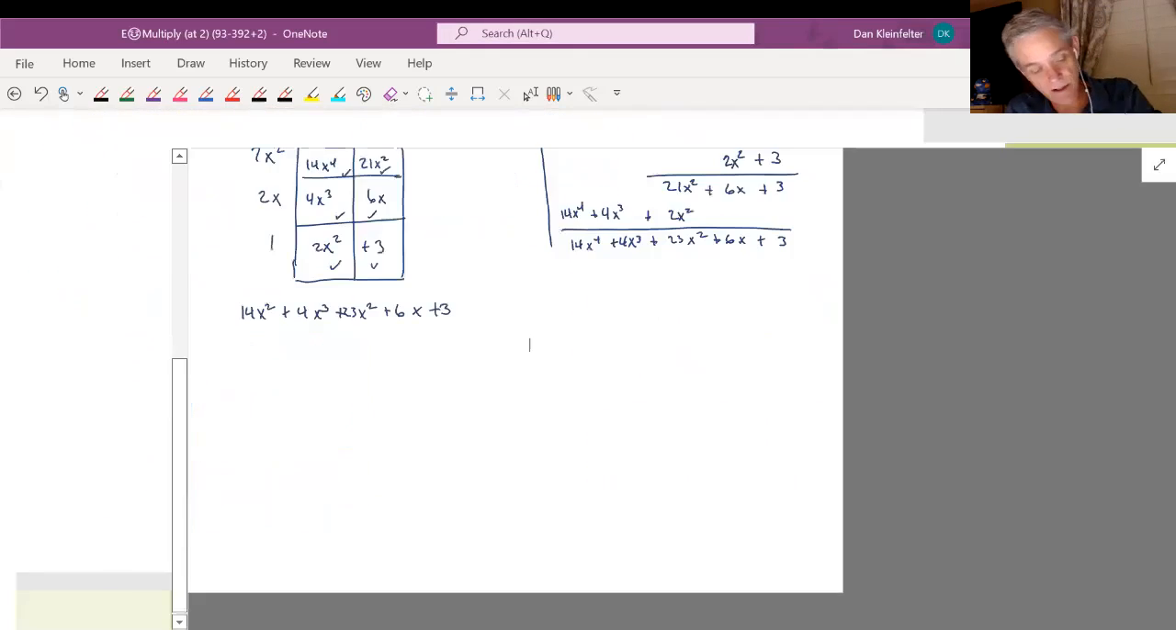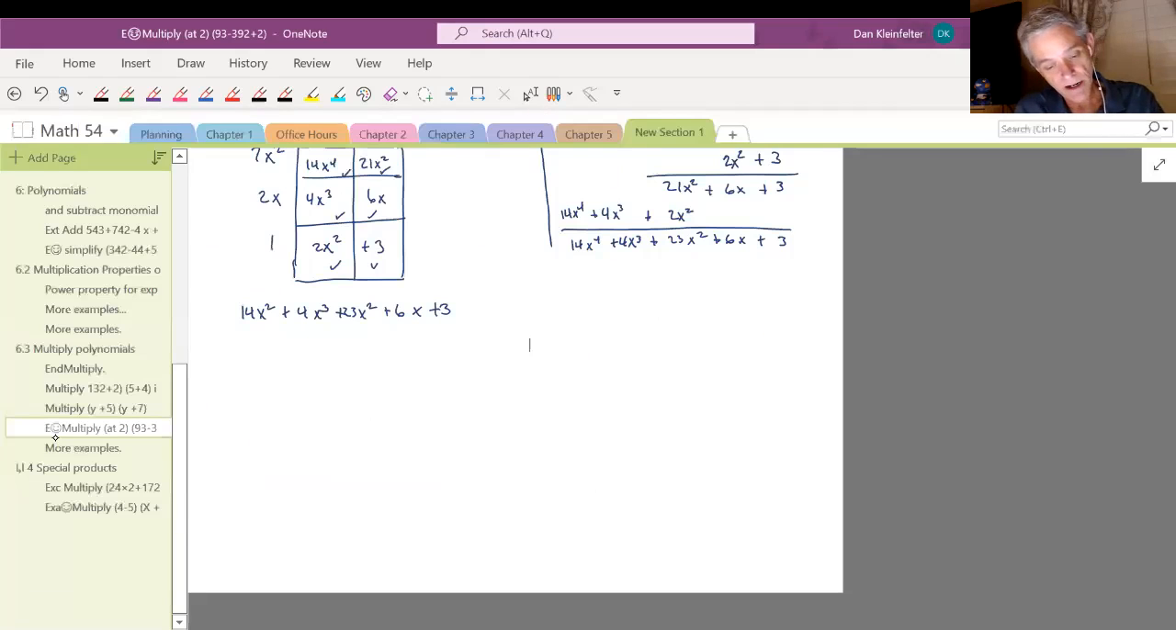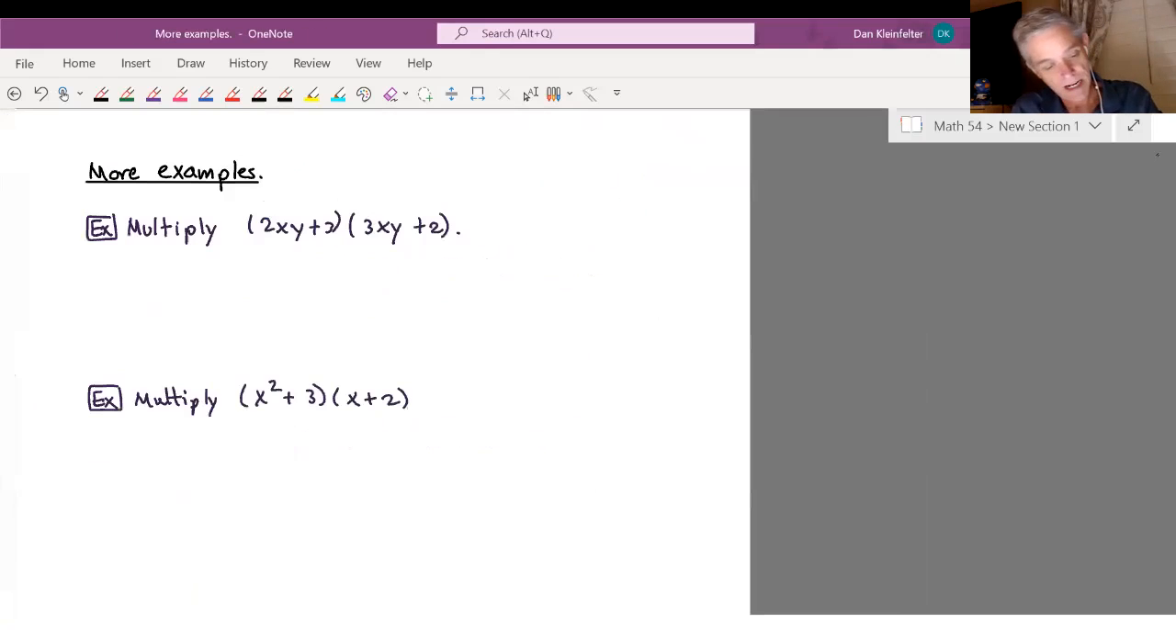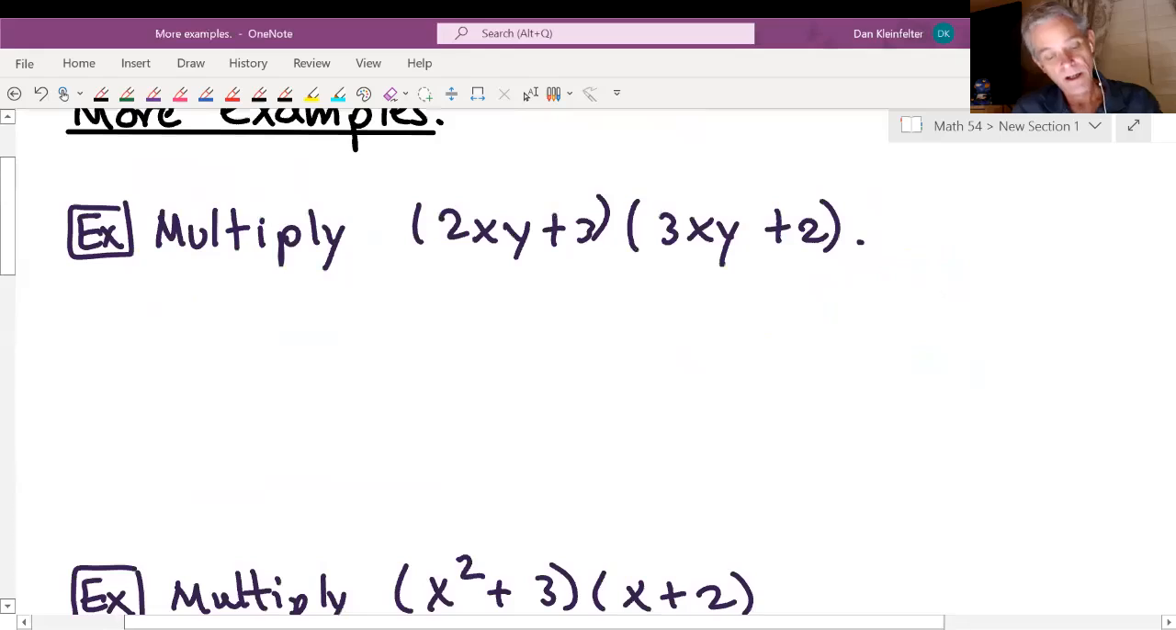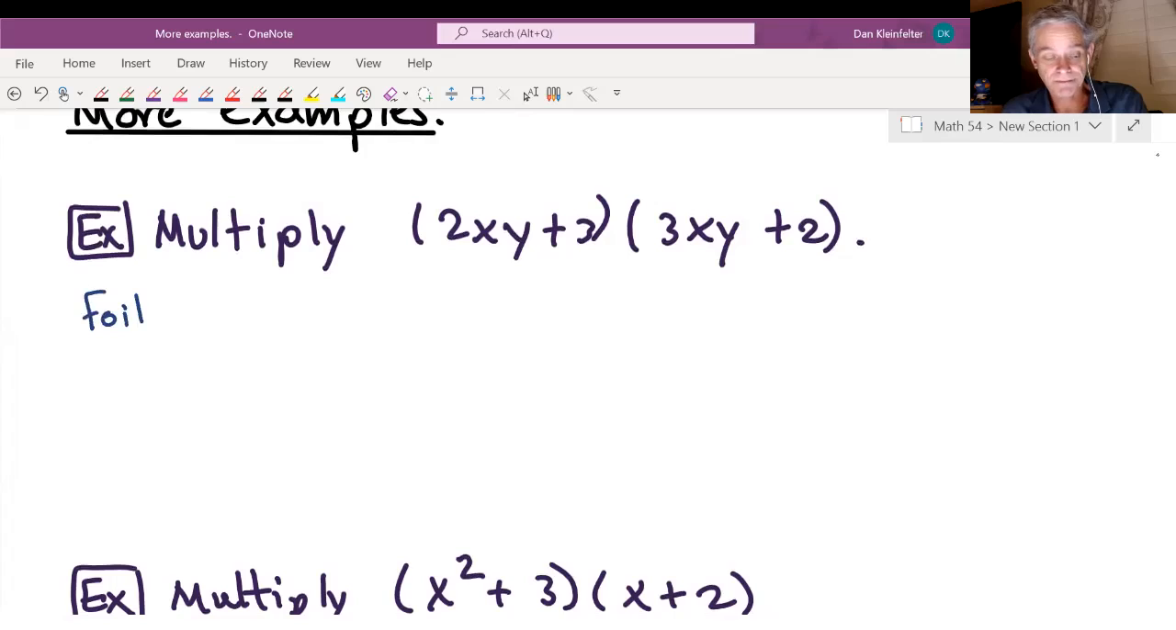So those are some fairly good sized examples. Here are 2 more, and then we'll be all finished. All right, so for this one, it says 2xy plus 3 times 3xy plus 2. This time I'm going to use the FOIL method because I haven't done one. We'll do that first. So firsts will be 2xy times 3xy. That's 6x squared y squared.